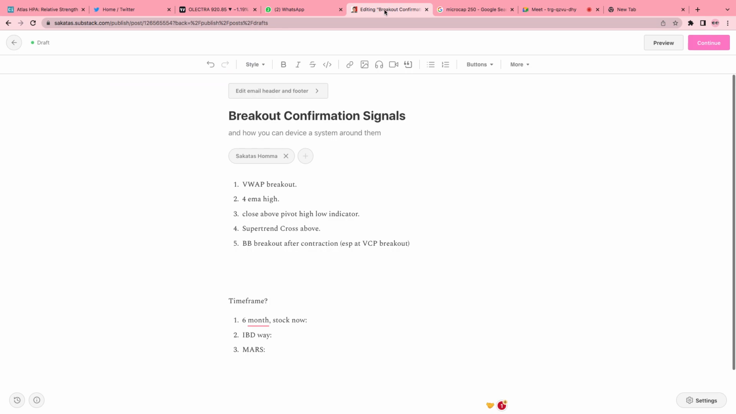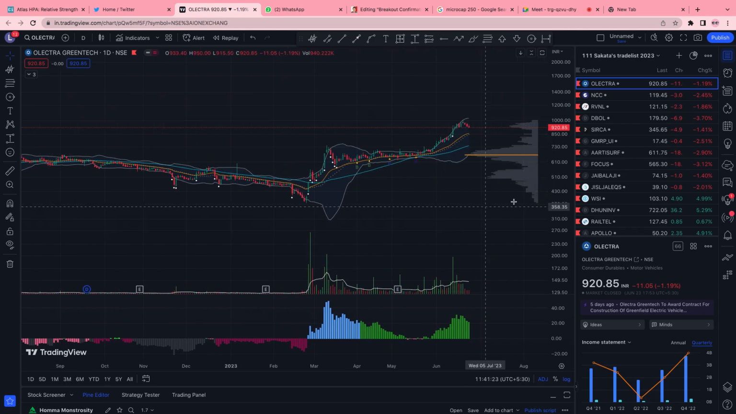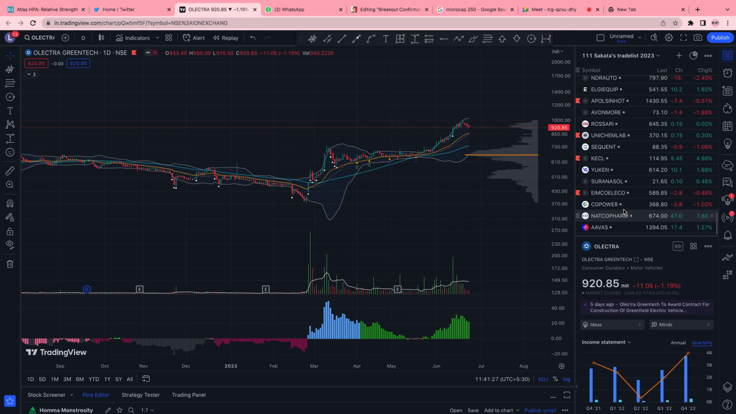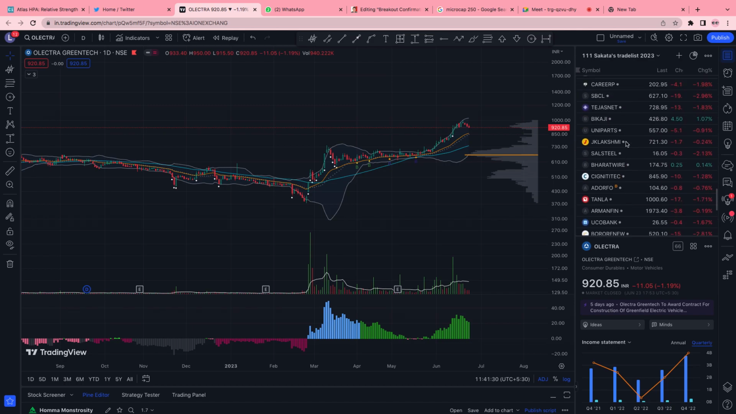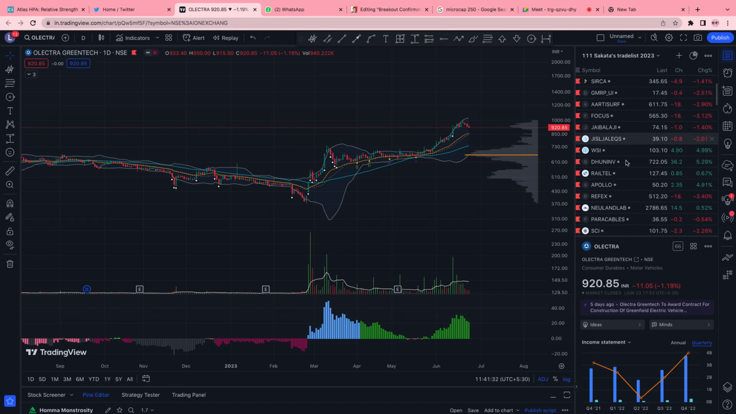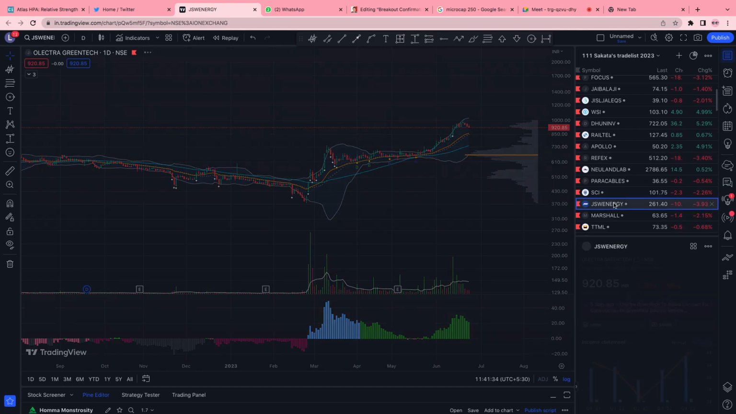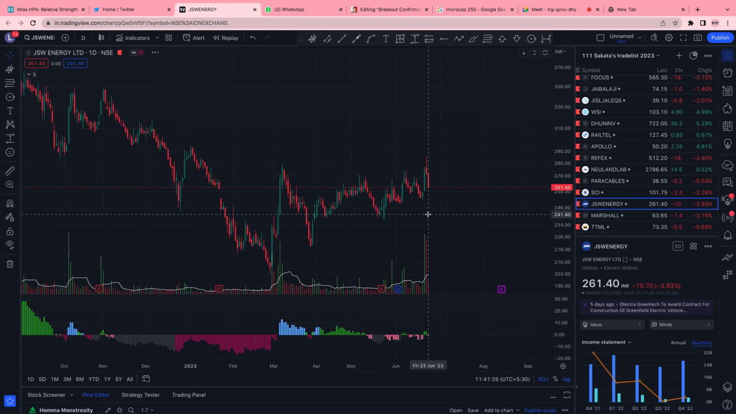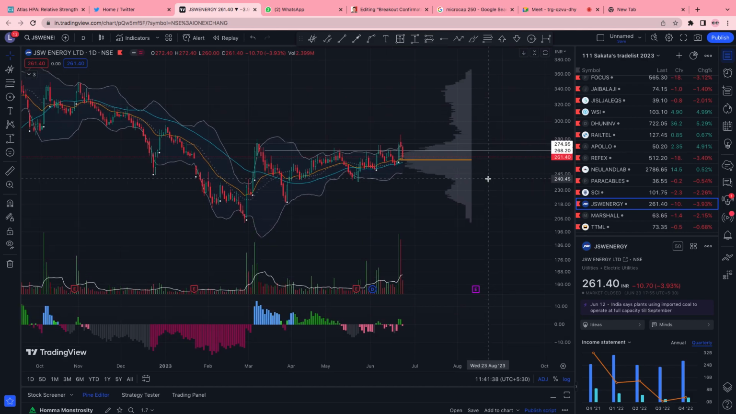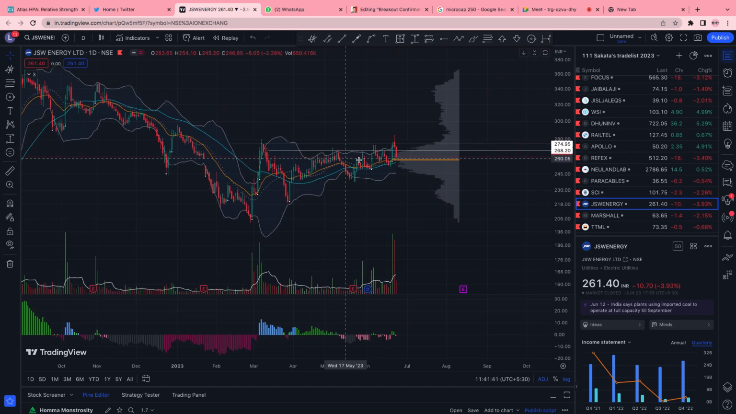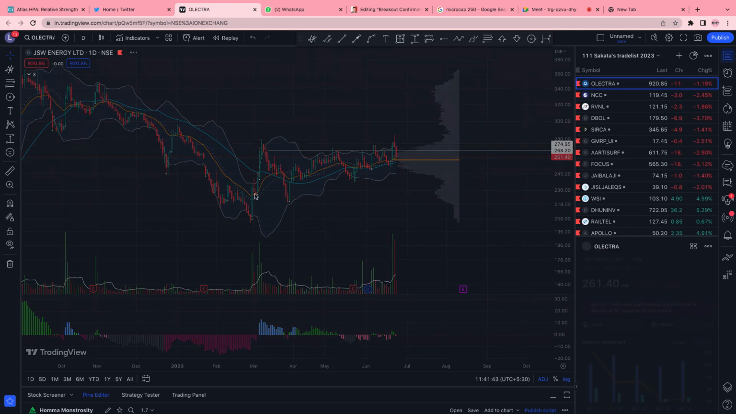So time period, time frame. The second is performance. Performance means, is Olectra relatively stronger than something else? Let's say, is Olectra stronger than GSW? The answer is again yes. If you see the last couple of months, GSW is flat, but Olectra is doing good, right?